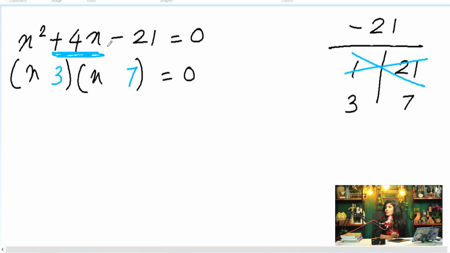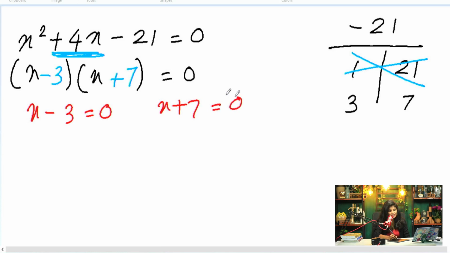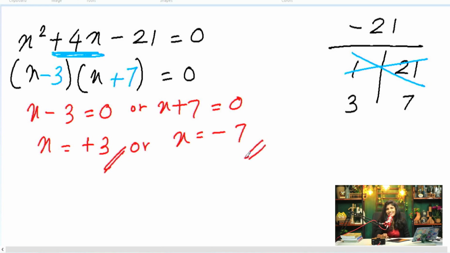But the middle number is positive, right? So the larger number is positive, the smaller number is negative. You can put the same sign in the middle value for the larger number. Then it's correct. That is the short and sweet method, okay? So x minus 3 equals 0, x plus 7 equals 0. That means x equal positive 3 and x equal negative 7. So you got the answers.